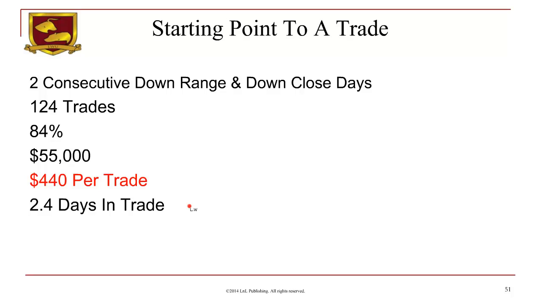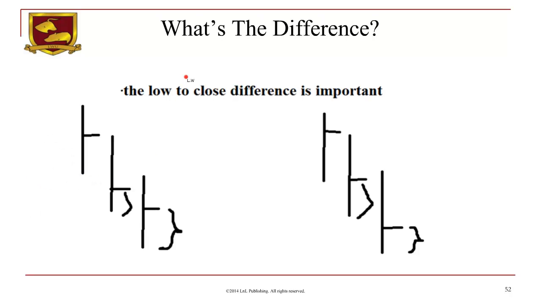And what I'm showing you here, it's going to work on any market. I don't care what the market is. It could be palm oil in Malaysia. This next is how we're able to take that up so much higher. What's the difference? The difference is the low to close is critical in a market.